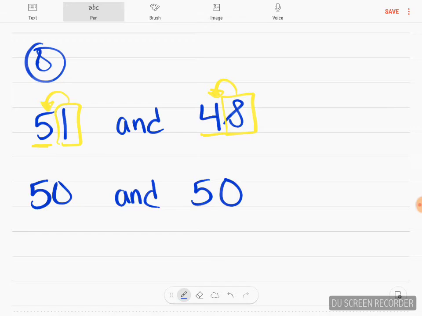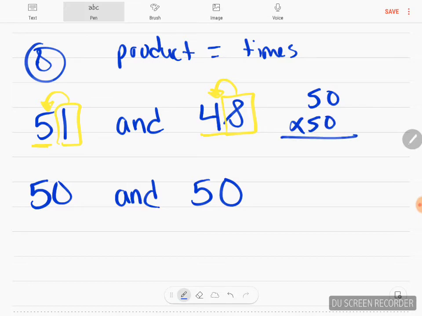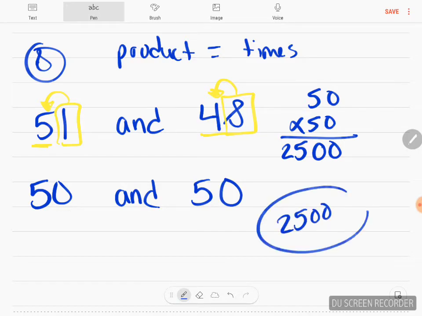So if we're going to estimate the product, that means times, multiplication. We can just multiply this. 50 times 50. We know 5 times 5 is 25. And how many zeros do we have? 2. So our answer is about 2,500.